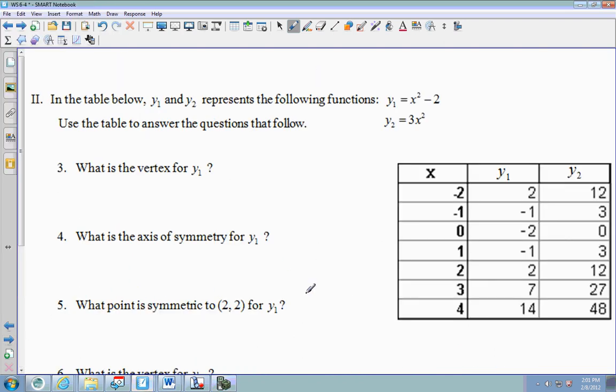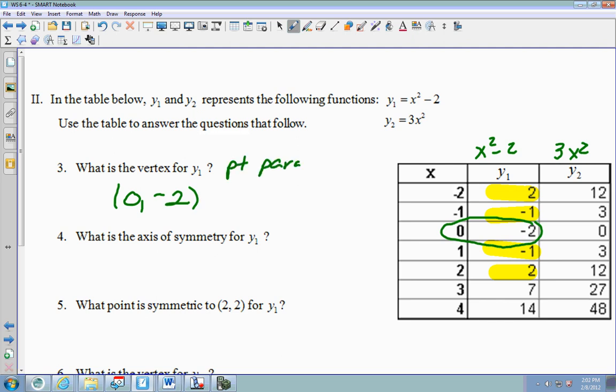Next, in the table below, y1 and y2 are represented. In y1, this is x squared minus 2, and y2 is 3x squared. The first question says, what is the vertex of y1? Well, we're trying to find the one that does not have a symmetric partner point. The 2's match up, and then the negative 1's match up. What's in the middle is 0, negative 2. My vertex is 0, negative 2. The vertex is the point where the parabola changes direction.